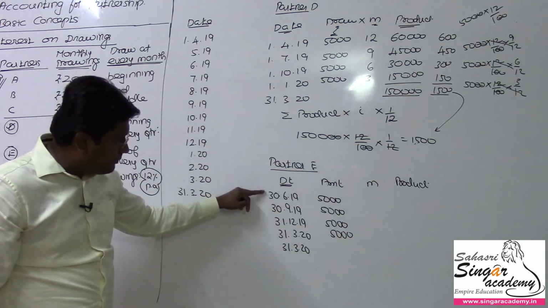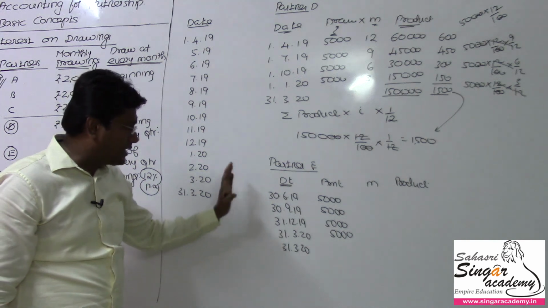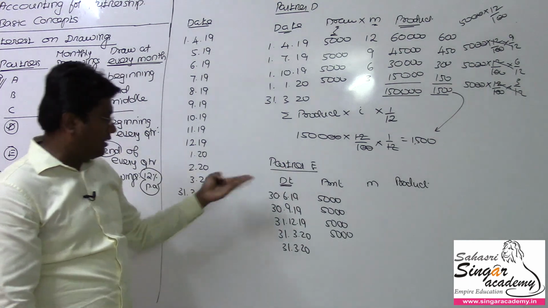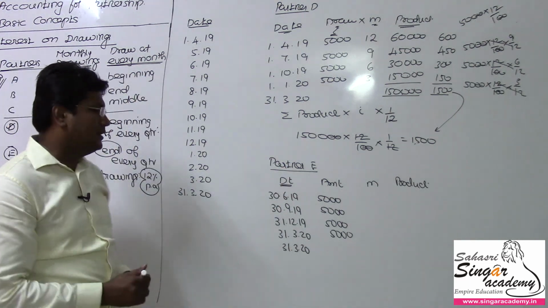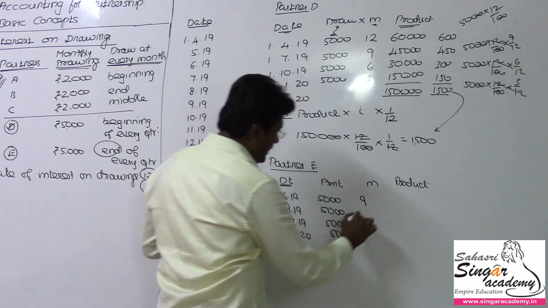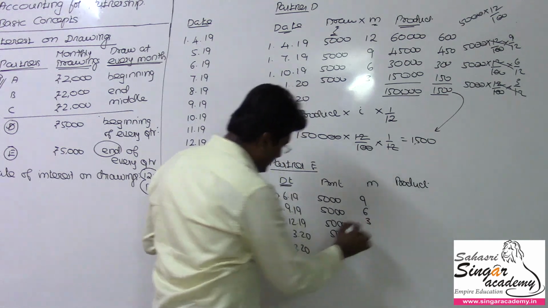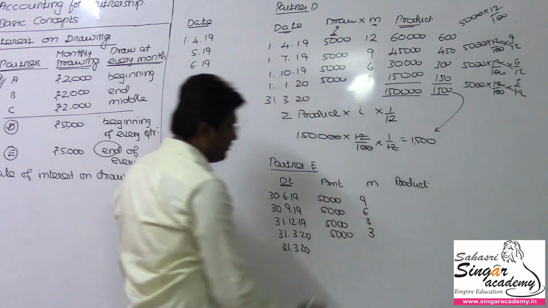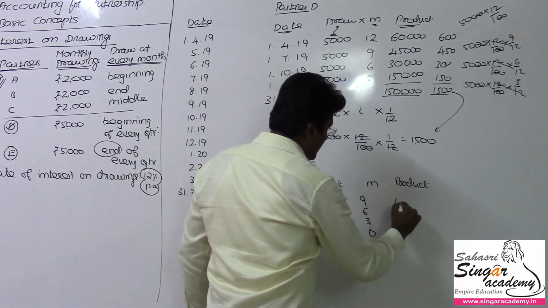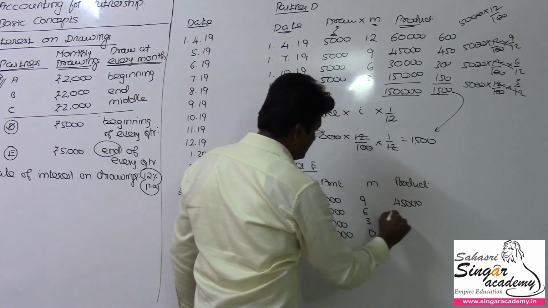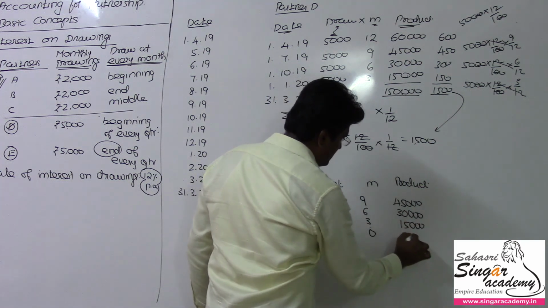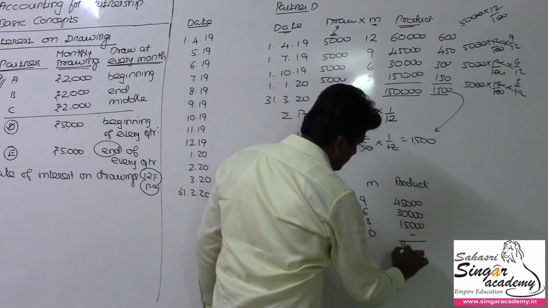For the first case, from this date to this date, leave that month, because we have to calculate from July only. This is the last day of the month, so it will not carry any interest. So from July to 31st March, we have 9 months here, and the next case we have 6 months, and here we have 3 months. The last case will not carry any interest, so 0 months. The product here is 5000 into 9, 45,000, and 5000 into 6, 30,000 rupees, and 5000 into 3, 15,000, and the last one zero. So the overall value is 90,000 rupees.